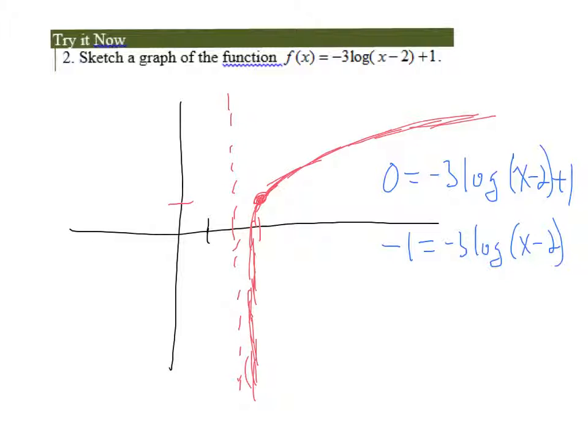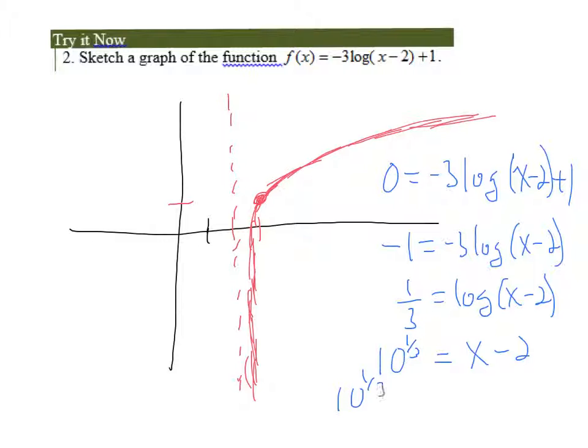Divide by 3. Then I'm going to rewrite this as an exponential because I don't know how that works out. So 10 to the 1/3, so I'm taking the cube root of 10, right? Equals x minus 2. So x equals the cube root of 10 plus 2.